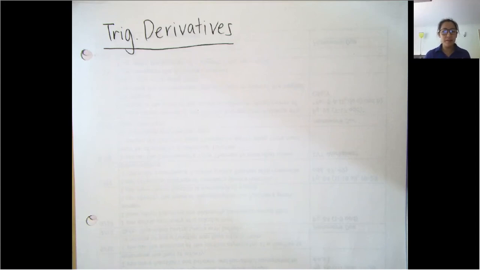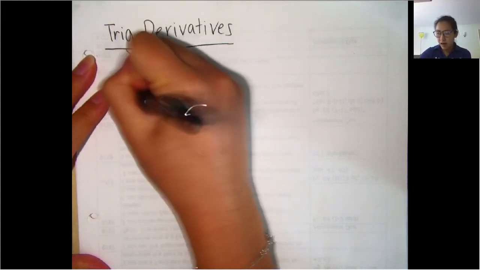Today we're going to be talking about trig derivatives. So I'm just going to go over the rules of each of the derivatives of the trigonometric functions. So we'll start with sine of x. So remember d dx of sine of x means the derivative of sine of x.